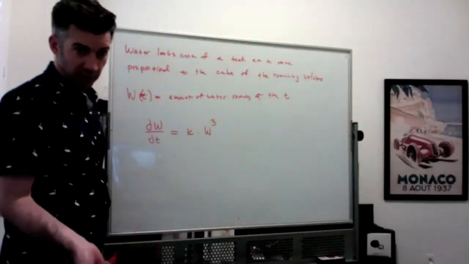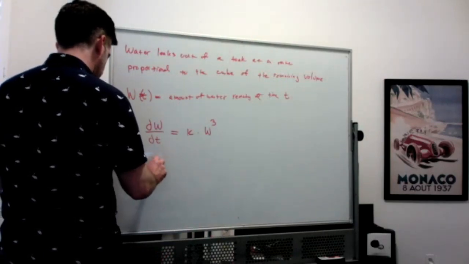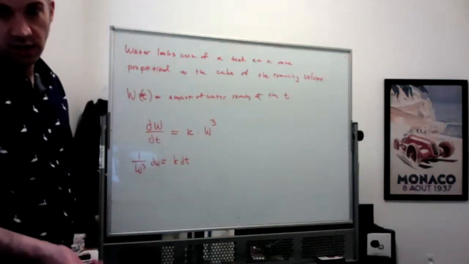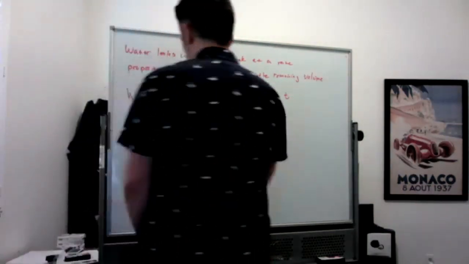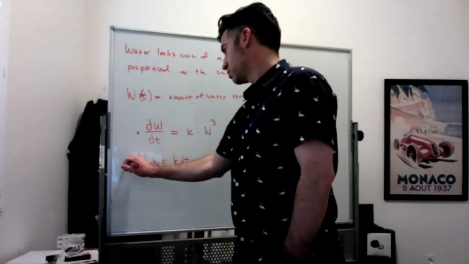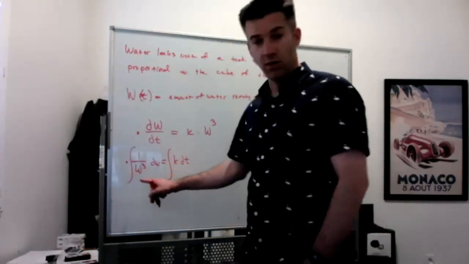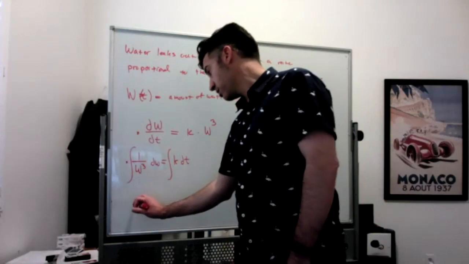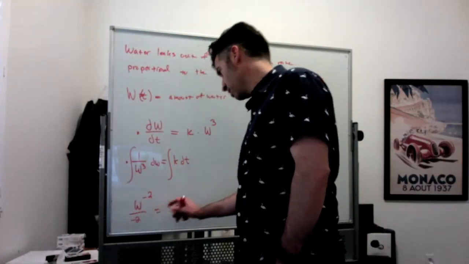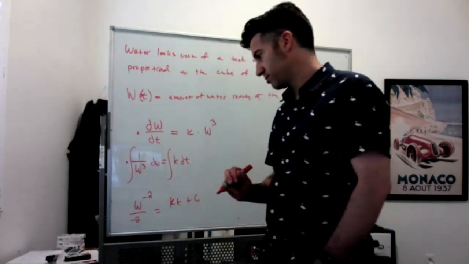So I'm going to separate my variables. I'm going to say 1 over W cubed dW equals K dt, because we are asked to solve this. So here's my differential equation. Here's me solving it. I'm going to integrate both sides. The integral of W to the minus third is W to the minus second divided by -2. The integral of K is Kt plus a constant.